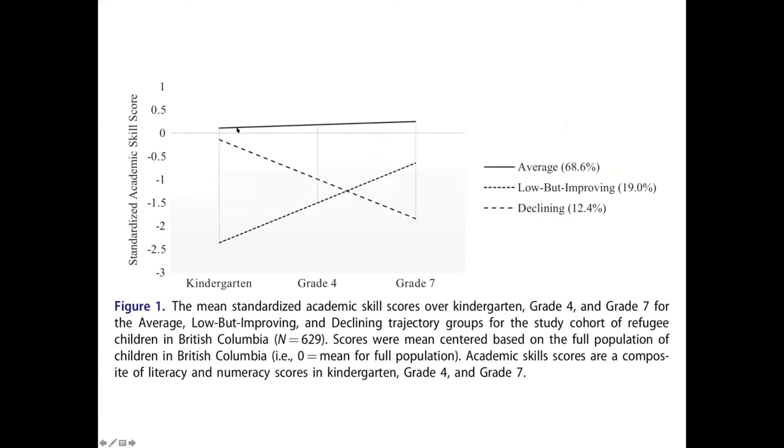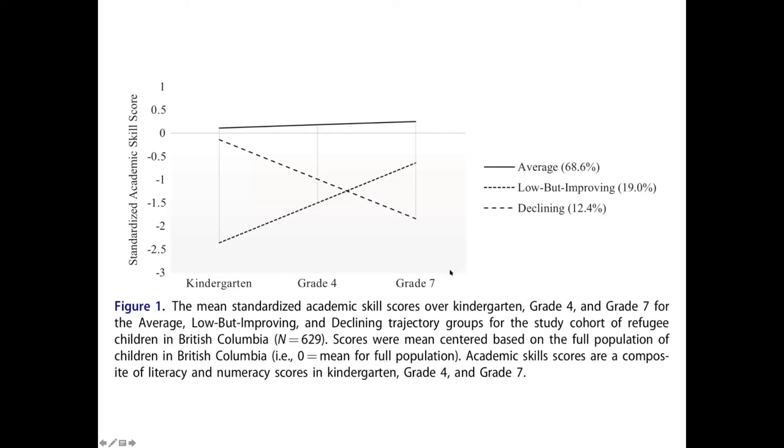And what you see here at the top is a trajectory that's fairly even. They're average, above average. They're doing fine. And they keep doing fine if you follow them from kindergarten all the way to grade 7. Then there are other children that start off doing okay, about average, but then they fall behind. So we call them the declining group. And then there's a group that doesn't look so strong when you look at their EDI scores early on, but over time they catch up. They start low, but they're improving.